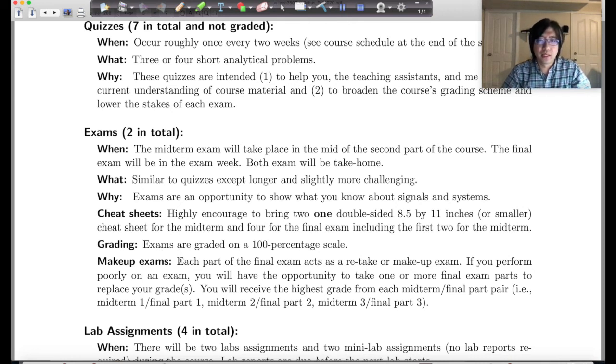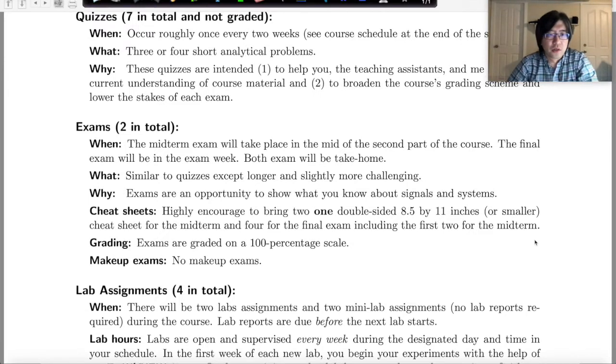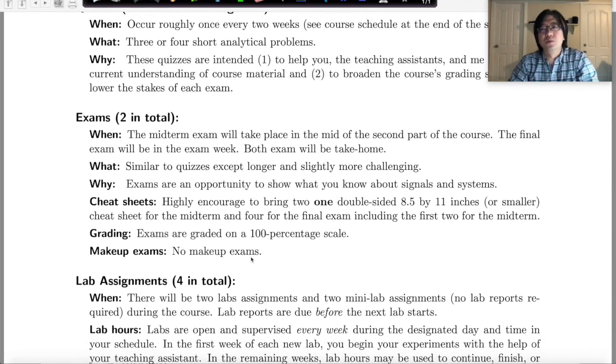Each exam will be graded on a 100 scale. For makeup exams, as you may see, I just changed my syllabus a little bit. Before, we had makeup exams, which is complicated, but this time, due to the difficulty, we don't have makeup exams. I mean, we don't have regular makeup exams.